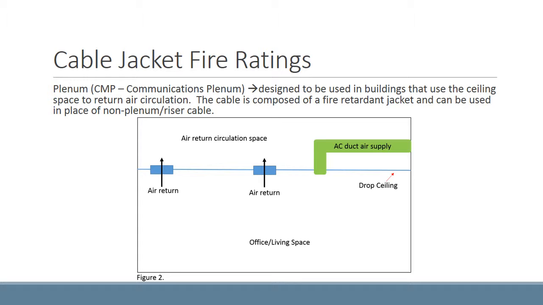Plenum cable is designed to be used in buildings that use the ceiling space to return air circulation. The cable is composed of a fire retardant jacket and can be used in place of non-plenum riser cable. The image is a representation of an office room where the ambient air gets circulated above the ceiling. This type of ceiling space is called plenum space. It is extremely important to use the proper cable based on fire codes. If you don't use the proper cable, the fire marshal can fine you, remove all your cables, and make you do the job all over again.